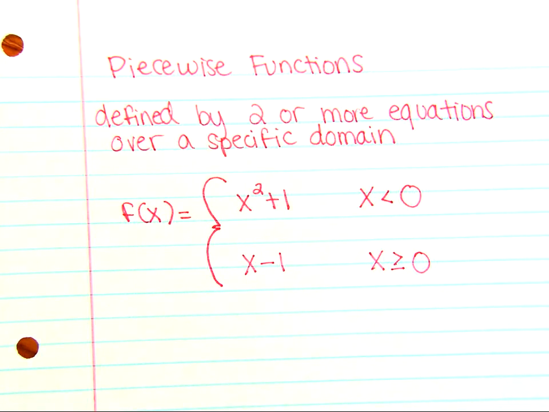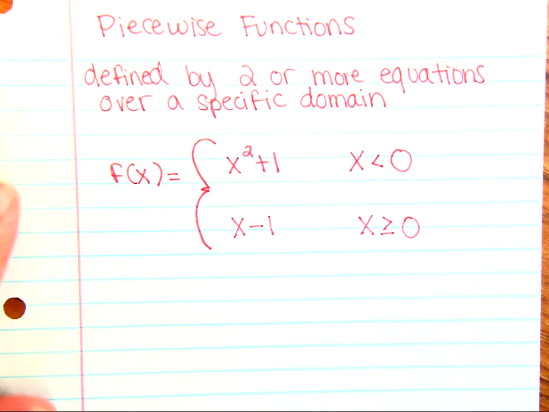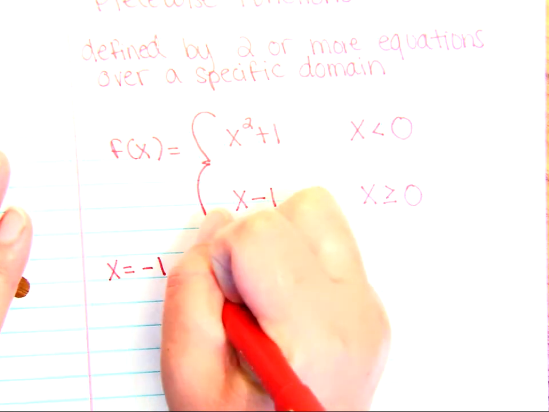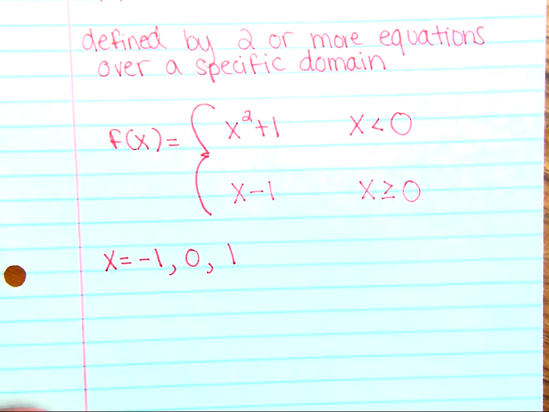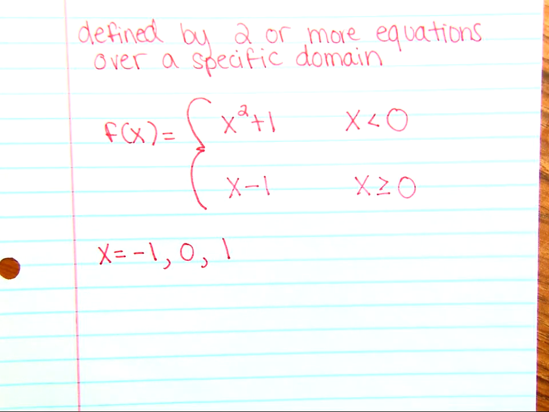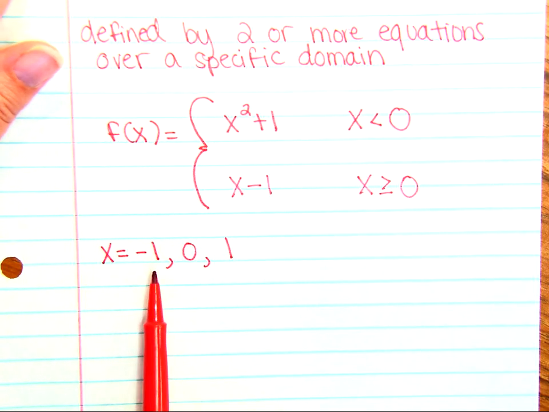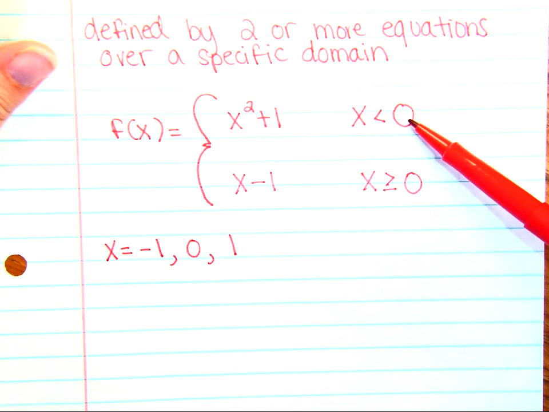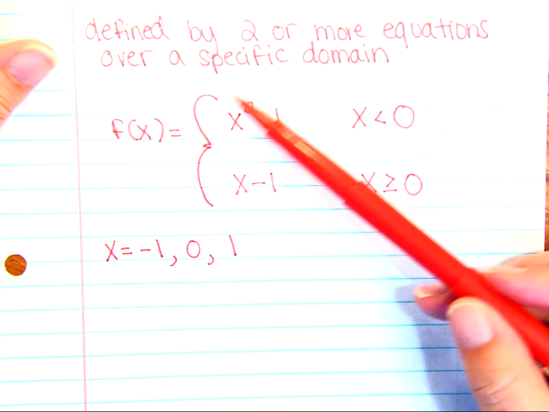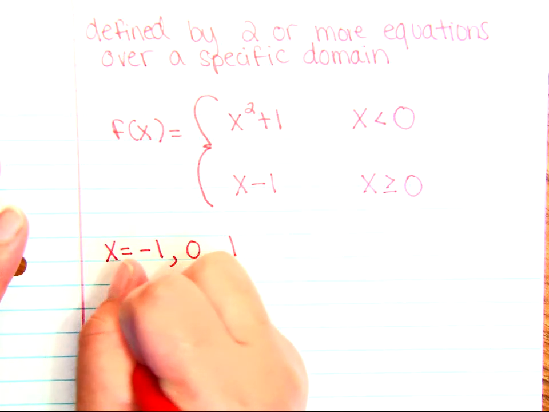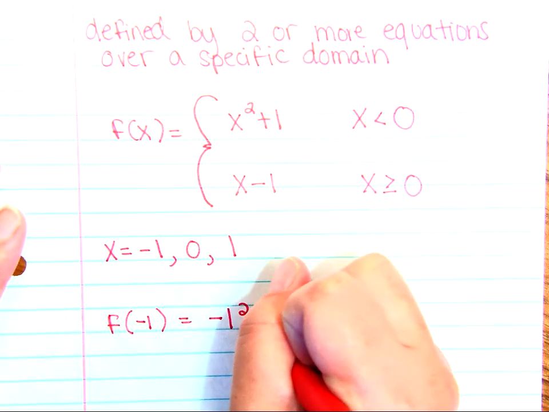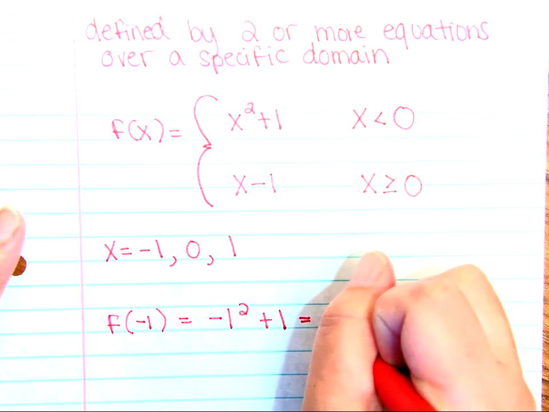Now, I want to evaluate this piecewise function at x equals -1, 0, and 1. The key to this is making sure you're picking out the correct part of your piecewise function. So here, we want to evaluate when x equals -1. Which one of these would I use? Well, x is less than 0 is this function, so I should be using x squared plus 1. So the value of f at -1 would equal -1 squared plus 1, so that would be 2.